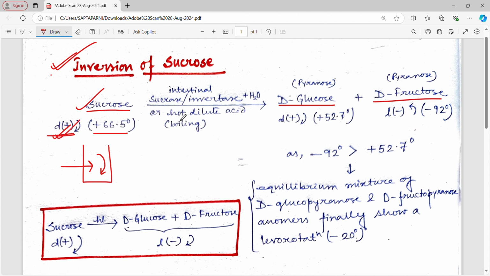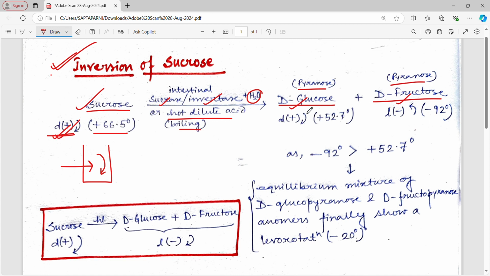Now when sucrose reacts with sucrase or invertase enzyme in presence of water, or sucrose is boiled with hot dilute acid, it gets converted into its monosaccharides, that is D-glucose and D-fructose. Okay, now both glucose and fructose are in pyranose form, so we can also call them D-glucopyranose and D-fructopyranose.